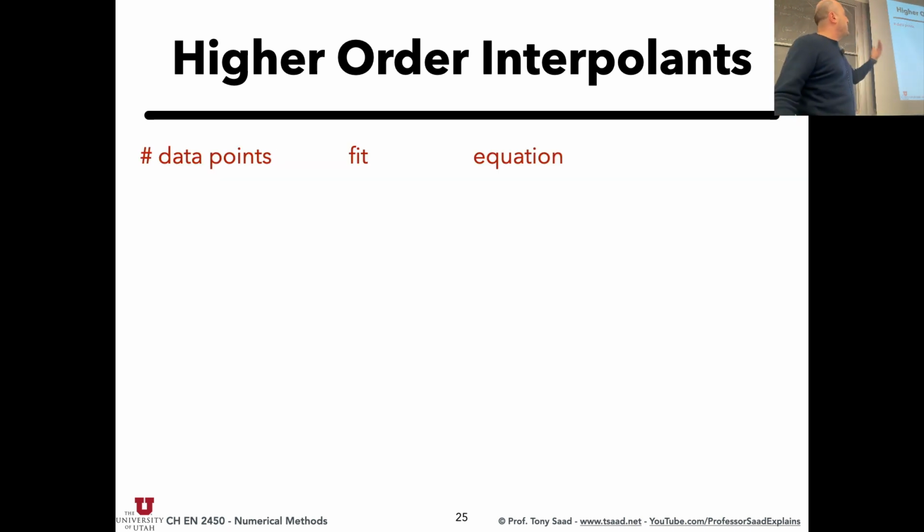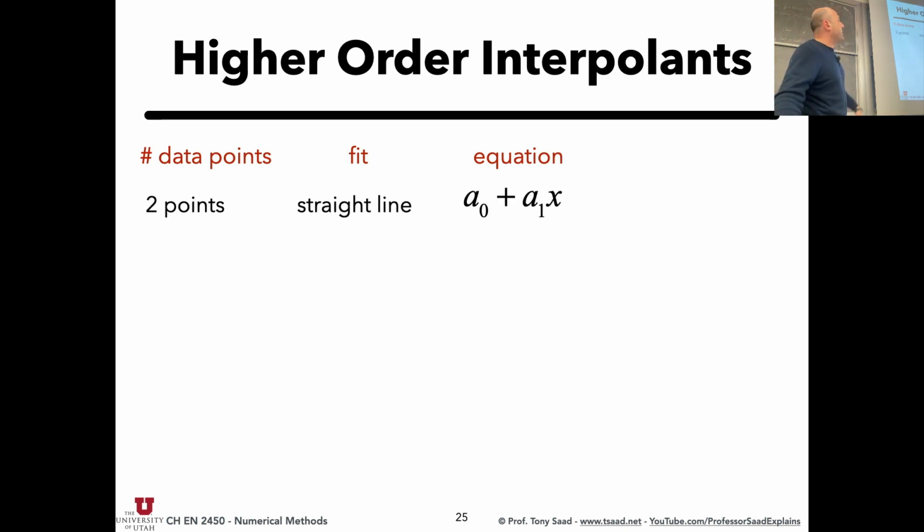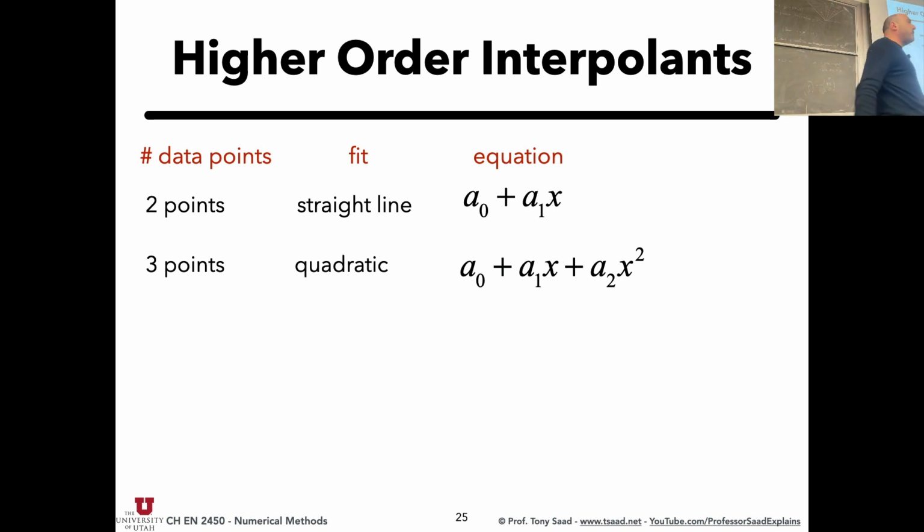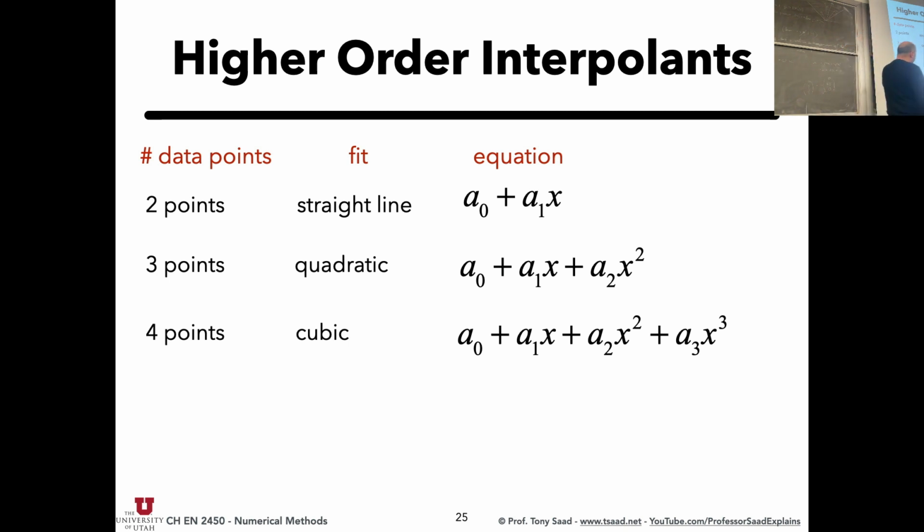Now a pattern ensues. If you have 2 data points, you can fit a straight line, because a straight line has 2 unknowns, A0 and A1. With 3 data points, you can fit a quadratic, because a quadratic has 3 unknowns, A0, A1, and A2, and with 3 data points you get 3 equations for the 3 unknowns. With 4 points, you can fit a cubic, because a cubic has 4 unknowns, A0, A1, A2, and A3. And so on and so forth, ad infinitum.